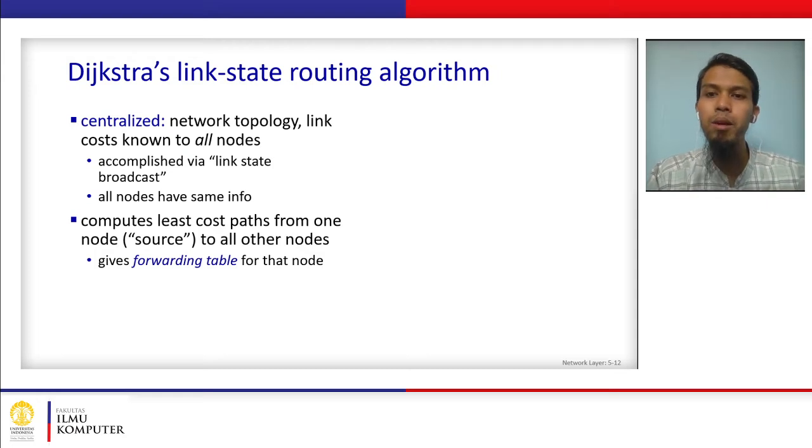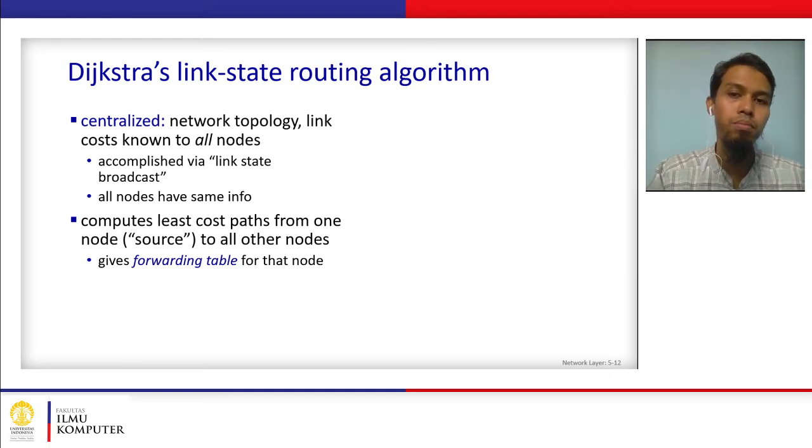In this algorithm, the task is that every node computes the least cost path to all the other nodes in the network. For example, if we have 5 nodes in the network, A, B, C, D, E, node A has to compute the least cost path from A to B, A to C, A to D, A to E, and also for B, C, D, and E. So from B to A, B to C, B to D, B to E, and so on and so forth.